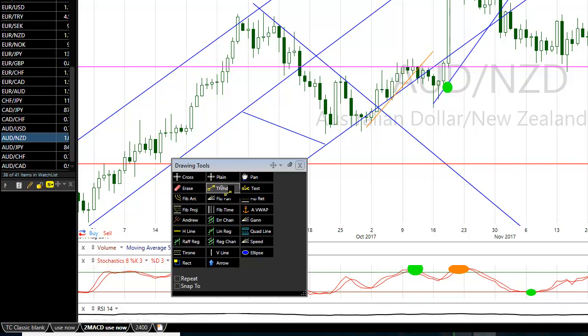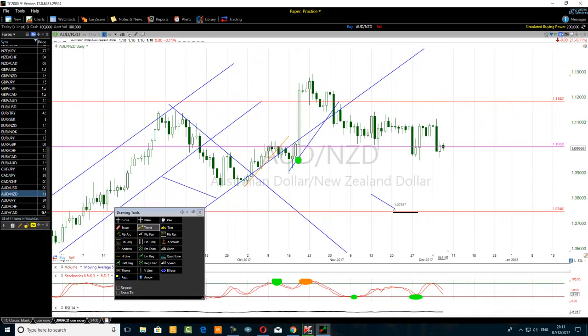What we will prefer the stochastic to do is to do something like this, to form a low like this and to bounce up gently. This one went up a bit too much. It was quite close to the overbought zone, but we prefer it to bounce up gently and then pull back again to form that double bottom chart pattern.